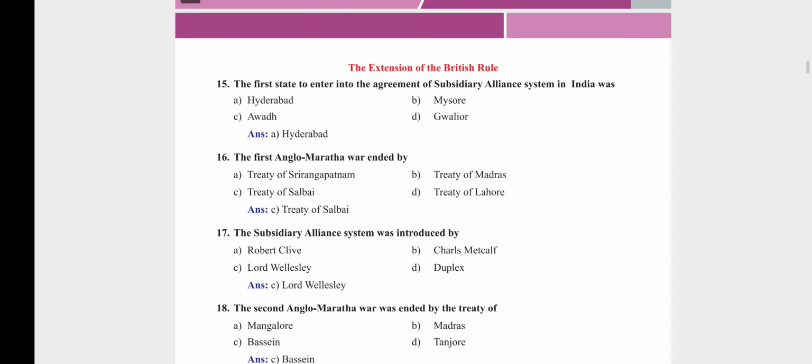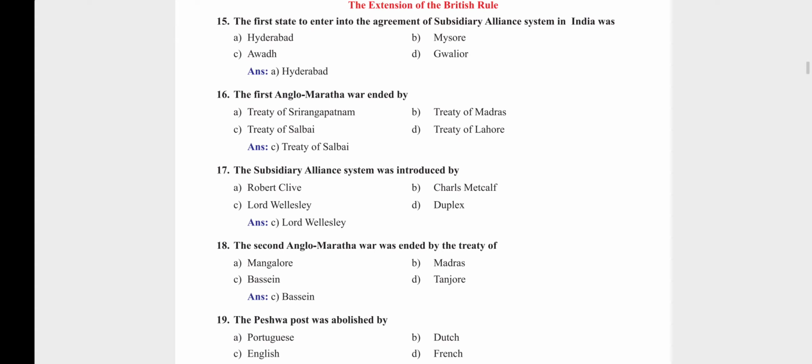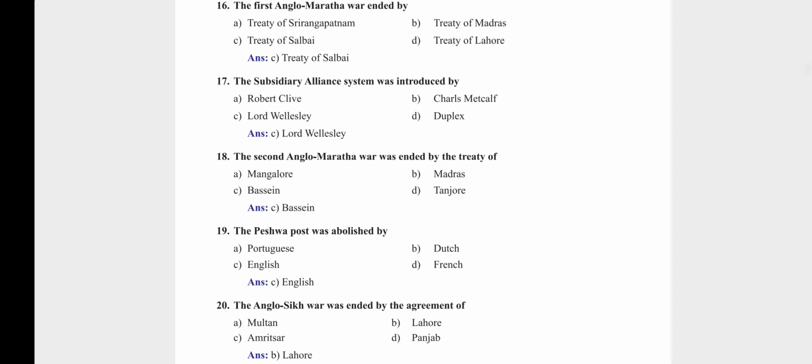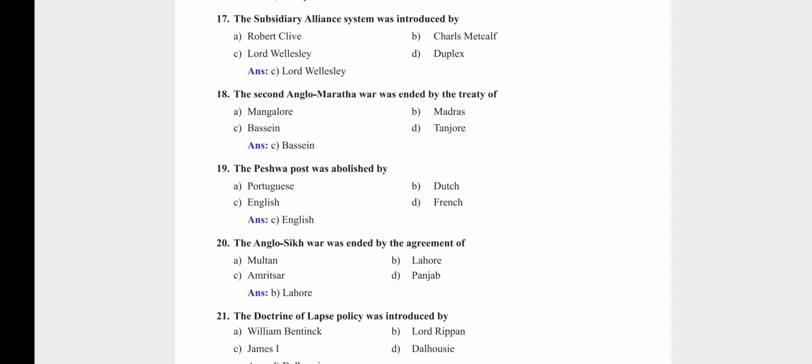The next chapter, the extension of British rule. The first state to enter into the agreement of subsidiary alliance system in India was Hyderabad. The first Anglo-Maratha war ended by the Treaty of Salbai. The subsidiary alliance system was introduced by Lord Wellesley. The second Anglo-Maratha war was ended by the Treaty of Bassein.